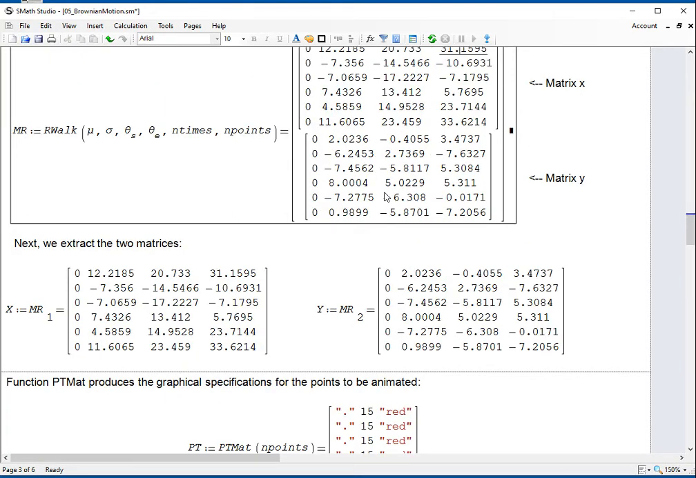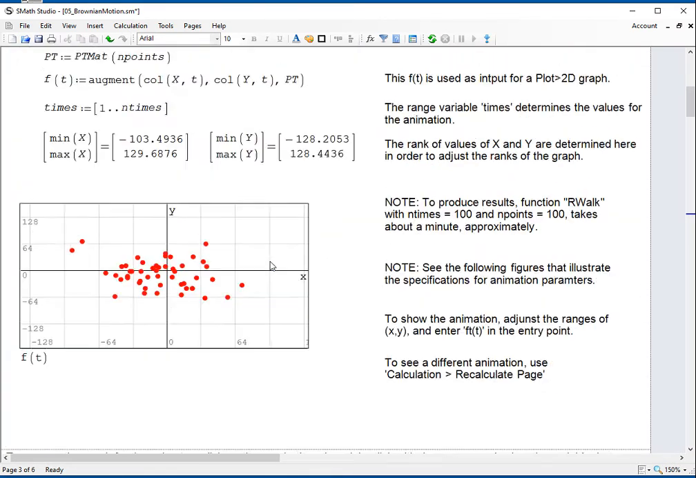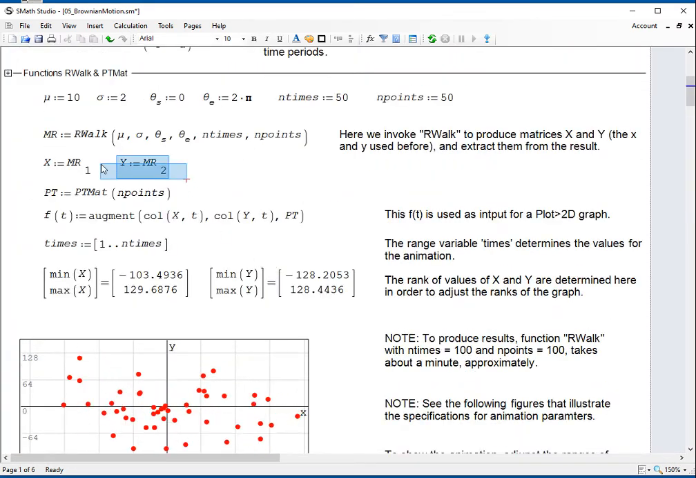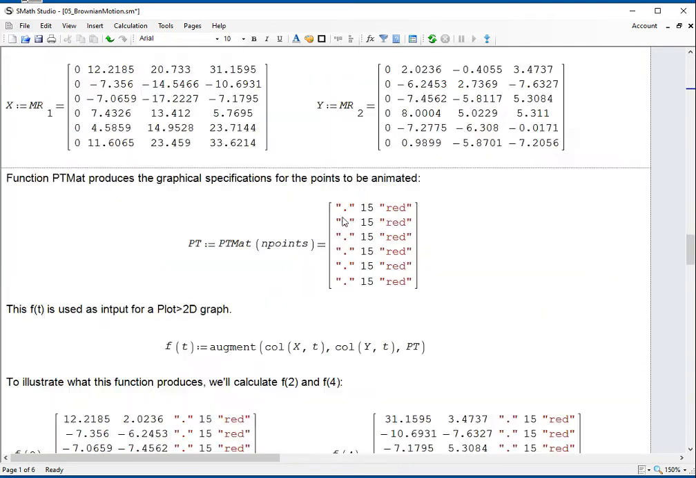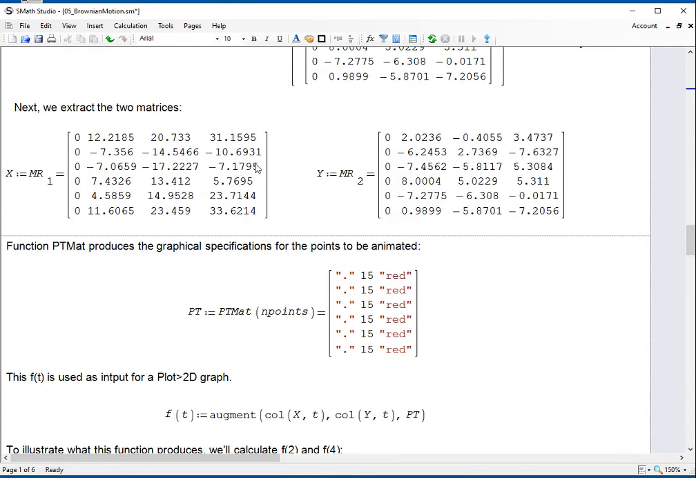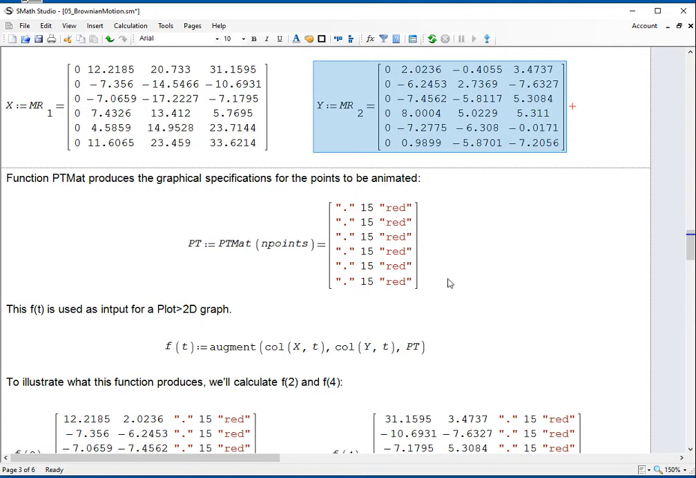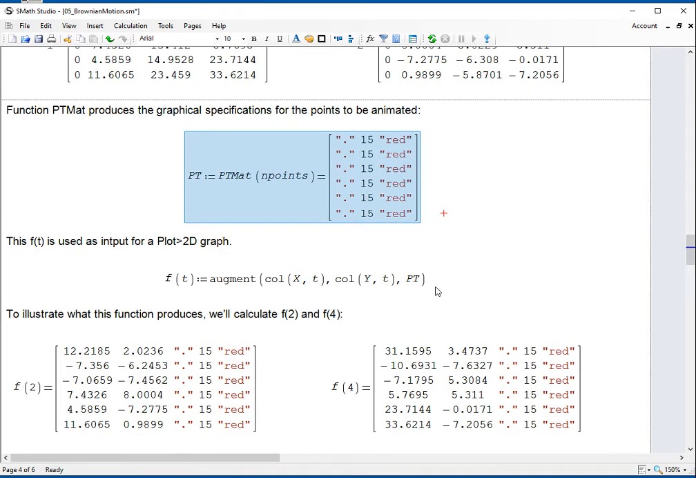Okay, and so I will extract, in the process of producing the animation, as I did here, I will extract this, create the PT, and create the function ft. So that's what I'm going to do here. I extract the x and y positions. I produce the PT matrix, which is just to specify the points, and then form the function f of t.